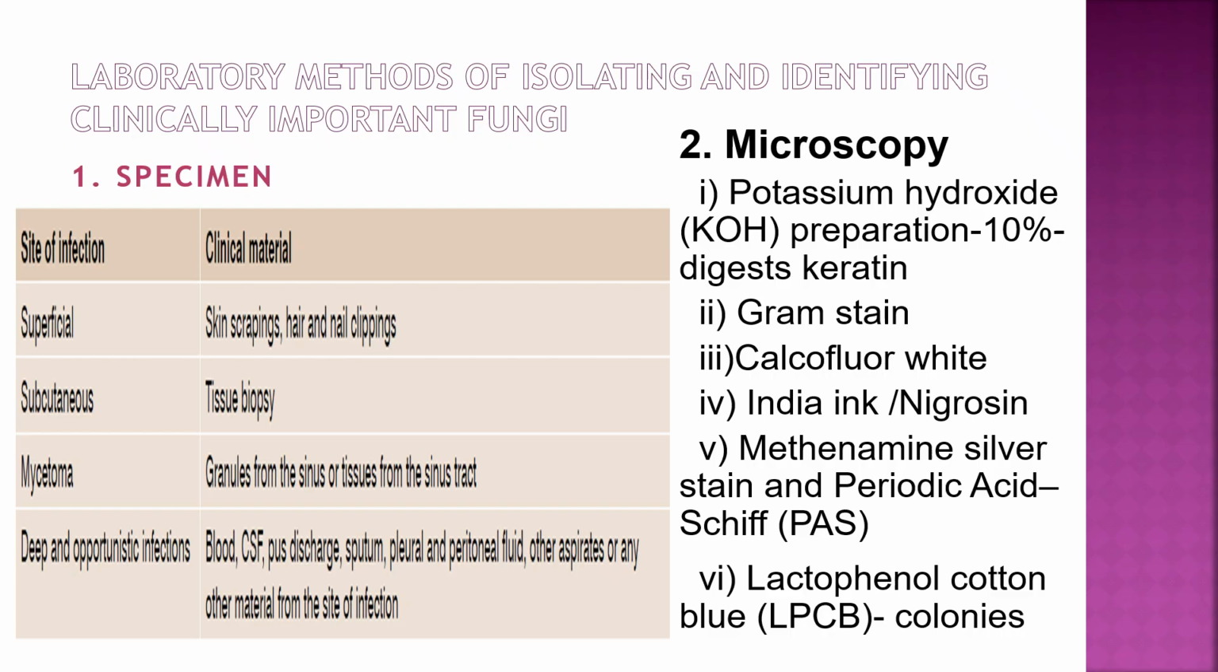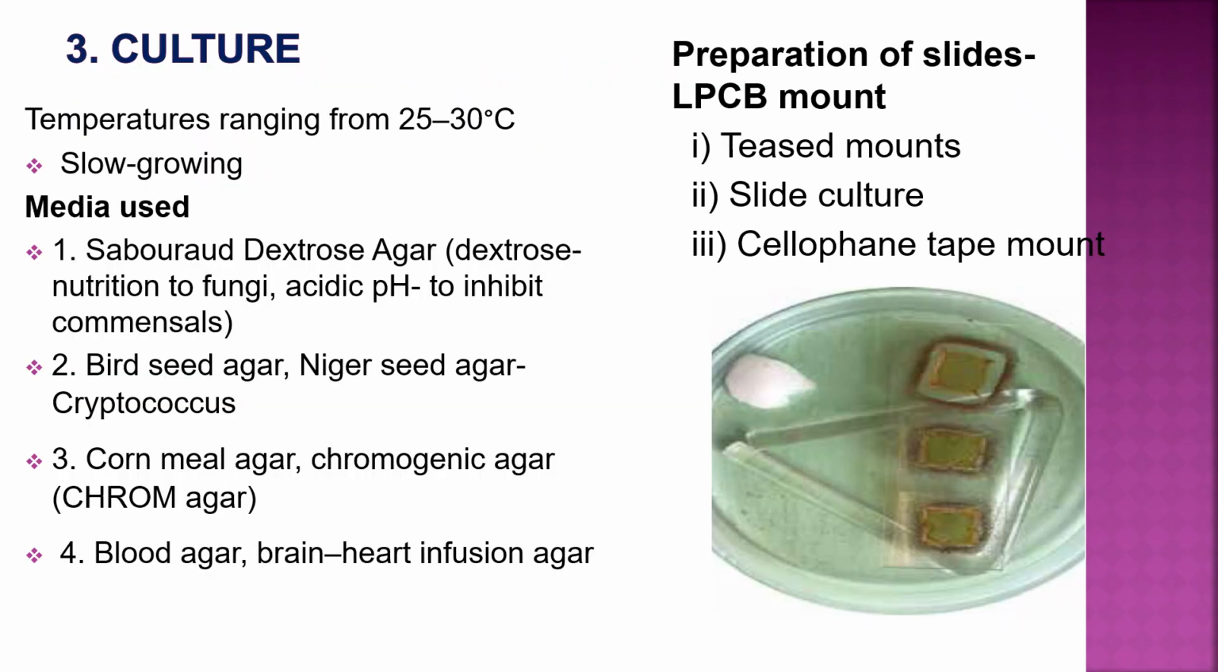Then India ink or nigrosin staining is used for demonstration of the capsule of Cryptococcus. Methenamine silver stain and periodic acid-Schiff stain can be seen in histopathology preparations. Lactophenol cotton blue, LPCB, can be used for the demonstration of the colonies.